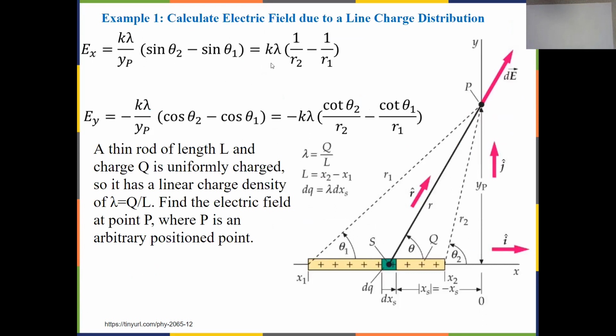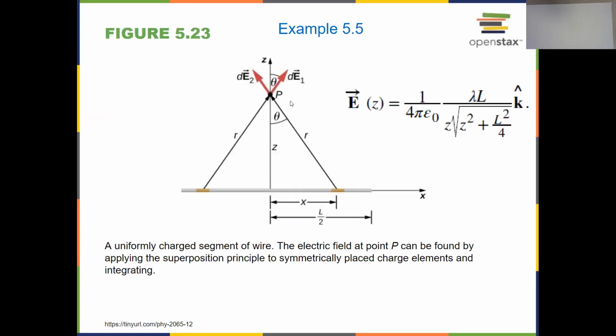In the x direction you will use either this one or that one, and in the y direction you'll use this or that. It depends on what you are given. In this case, you are looking for the electric field in the z direction, which is the y direction from the previous case. So you're going to use the result from the y direction. So E in the z direction is the y direction result.